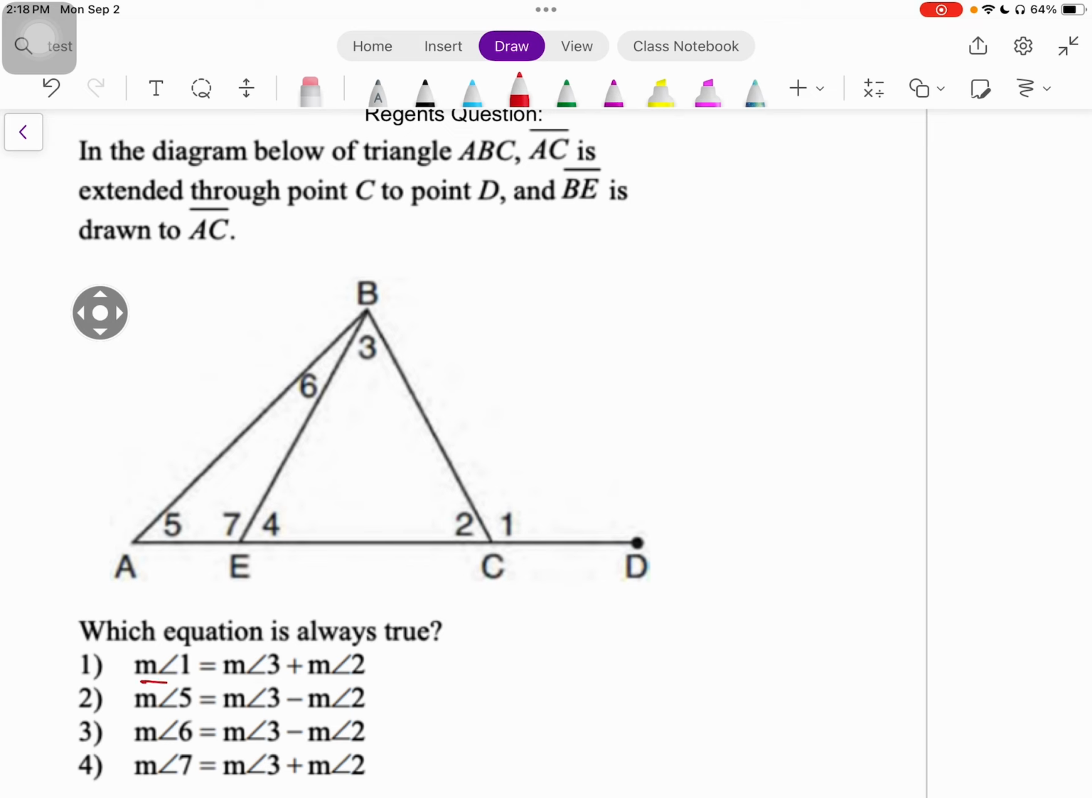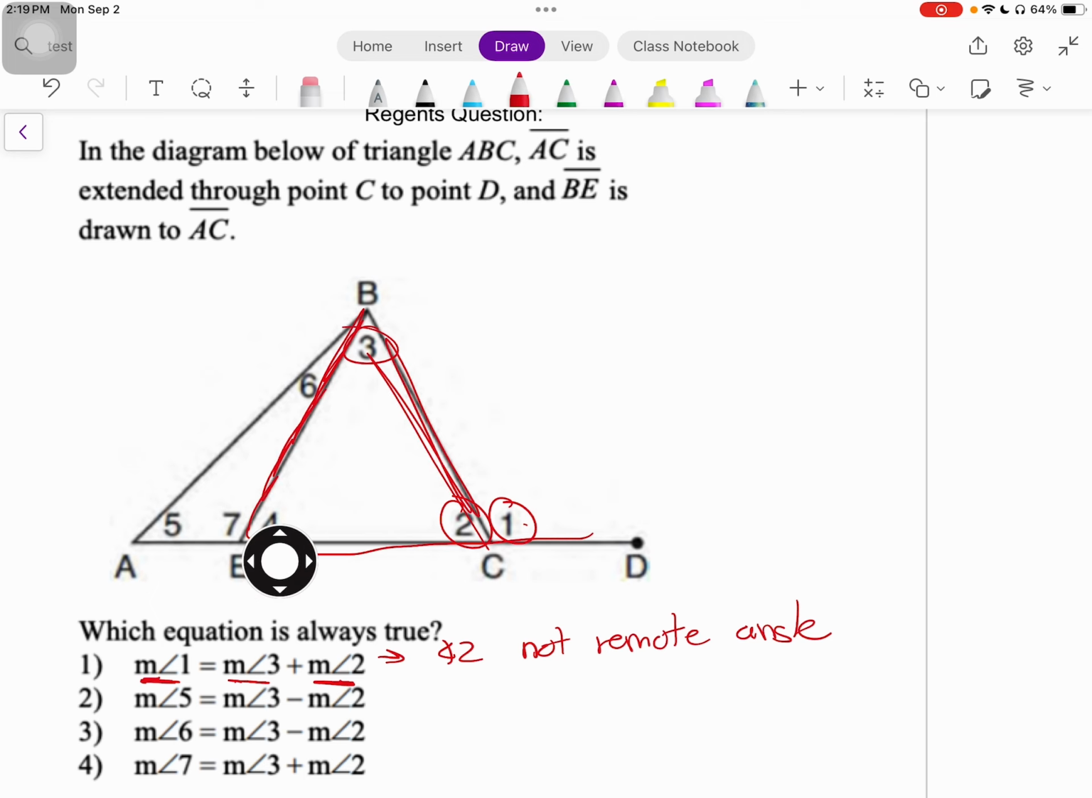The first one says angle 1 is equal to angle 3 plus angle 2. Now, that's incorrect. And the reason why is angle 2 is not a remote angle. If I wanted to fix that, it would be angle 4, right? I would be looking at this triangle, and I would say that angle 1 is equal to 3 and 4. That would be my remote angles. So that one is not going to be correct.